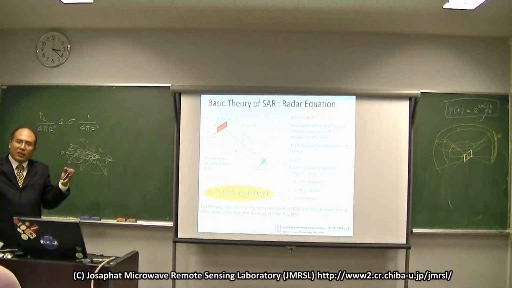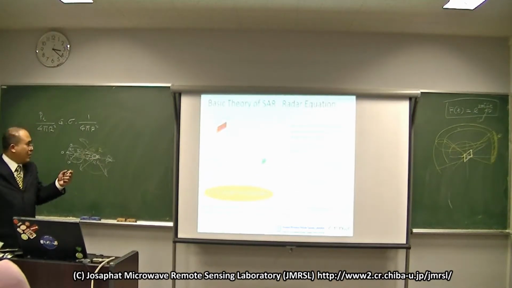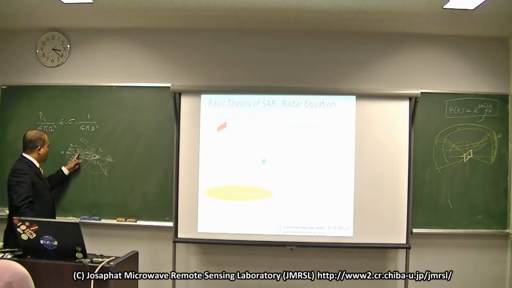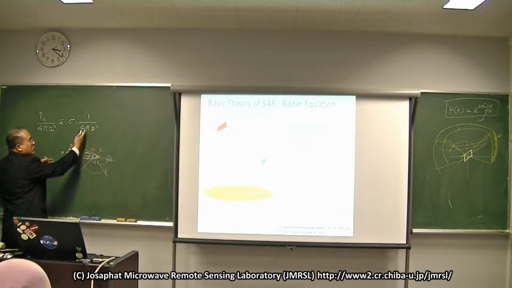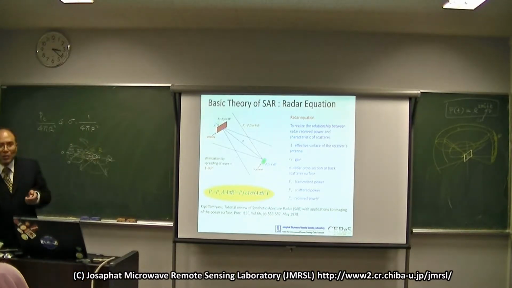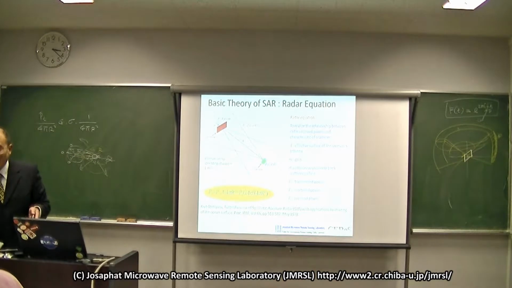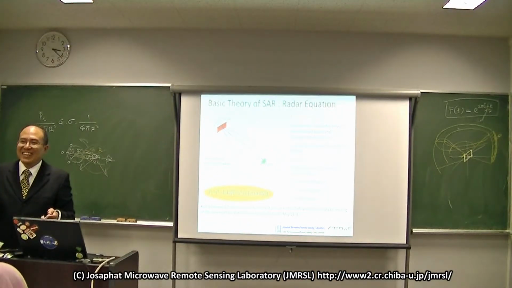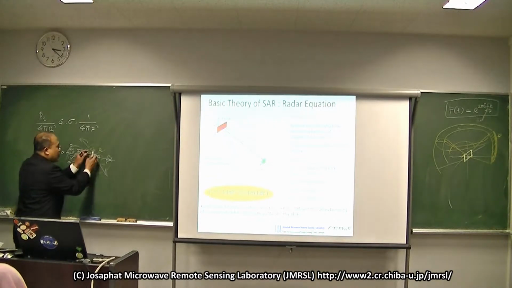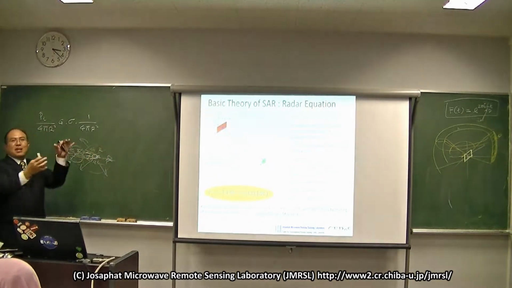Because of spreading. If R is large, this power will drop. I want to explain as simply as possible. Because from this object, the wave will spread again.